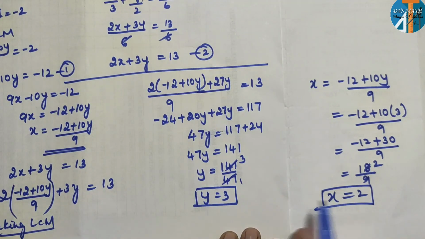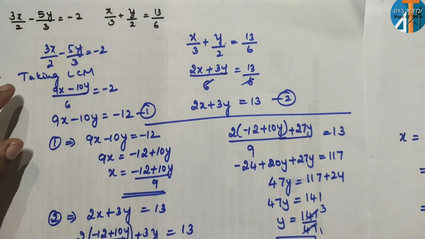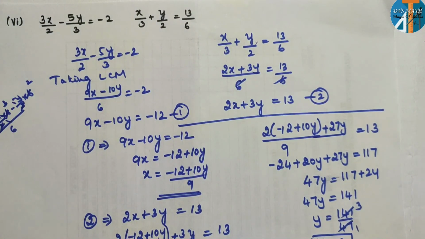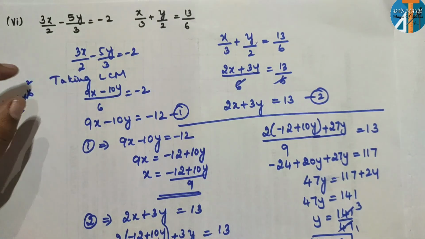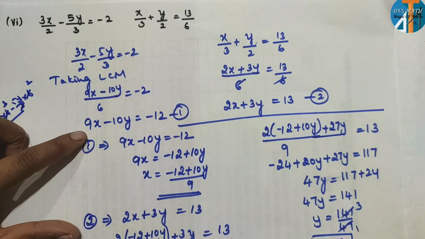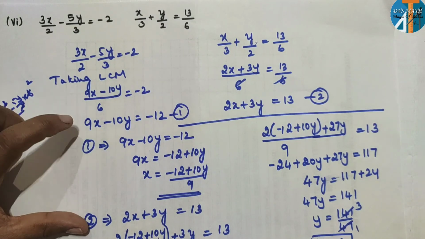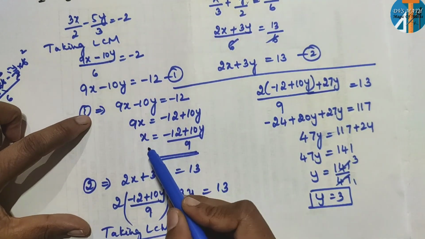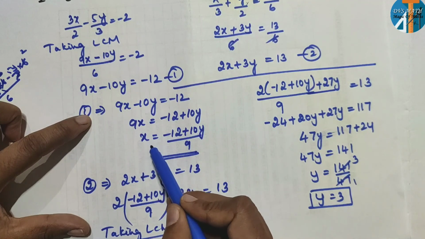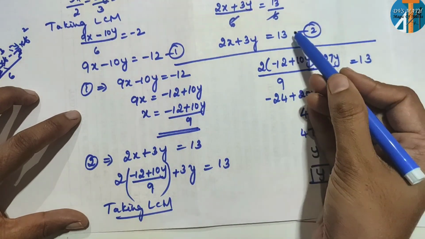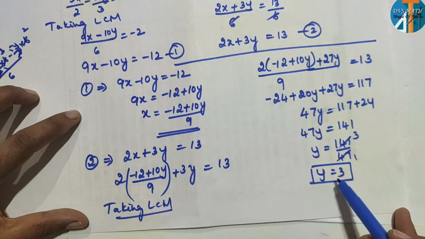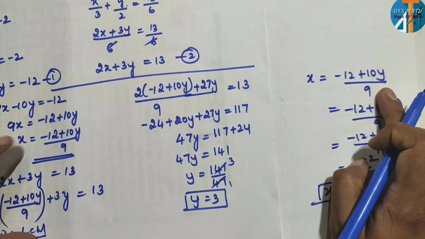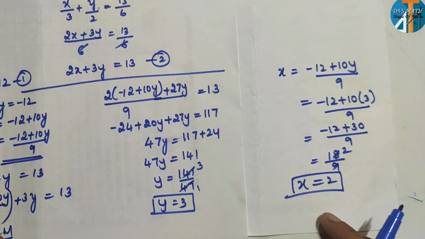x is equal to 2, y is equal to 3. It is very simple, just you have to observe. Here you are having fractions, so you can solve like that only, but it will be a little difficult. So change that by taking LCM, make it as whole numbers. Taking LCM, you got the first equation. Again taking LCM, you got the second equation. Take the first equation, convert it in terms of x and substitute that x value in the second equation. Again taking LCM, you got finally the y value, and substituting that y value in the x that you got, that is minus 12 plus 10y by 9. By simplifying, x is equal to 2.